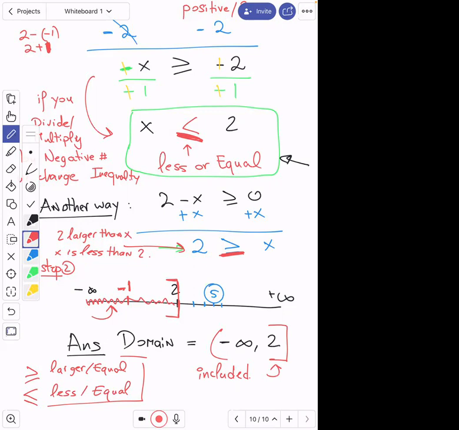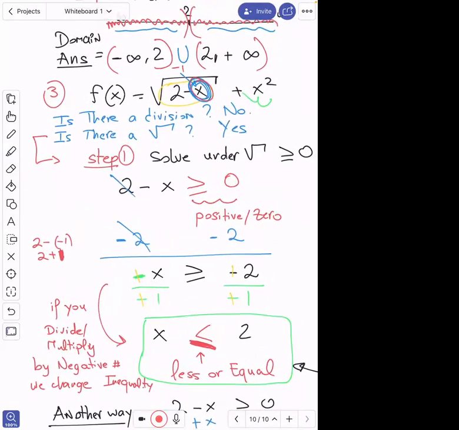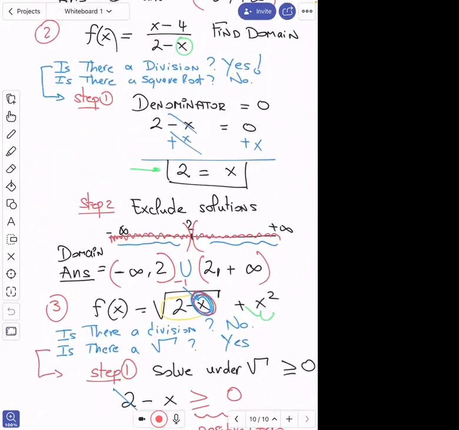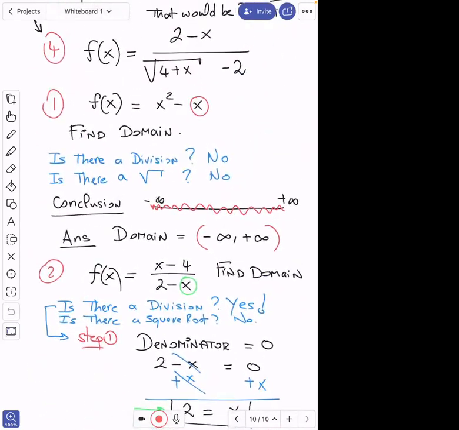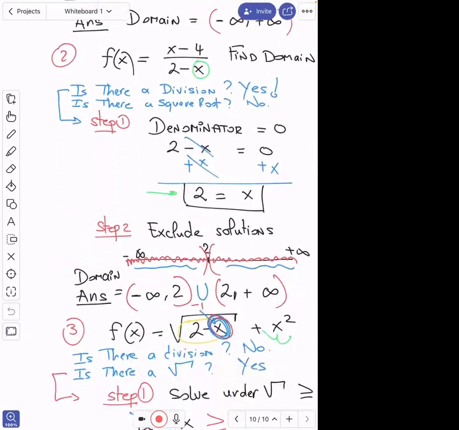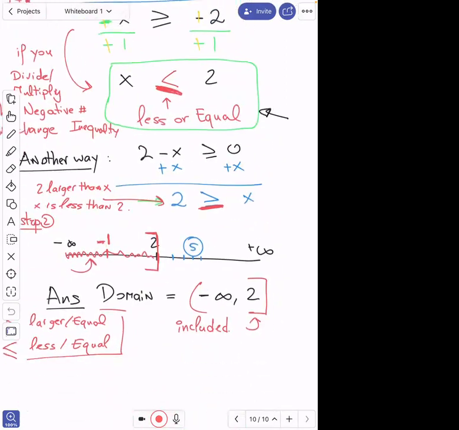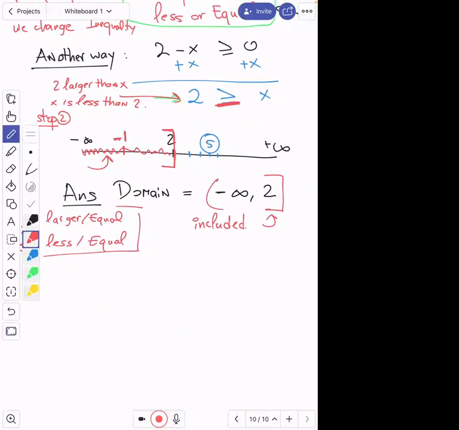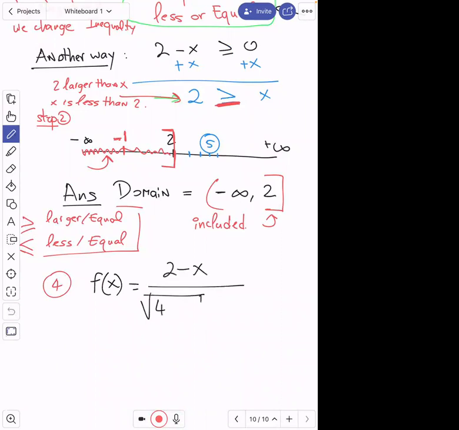So let's move to number 4. As I said, number 4 is kind of tricky because we have both division and square root. So what's number 4 again? I need to find my number 4. Yeah, it's 2 minus x over the square root of 4 plus x minus 2. So my f of x is 2 minus x over square root of 4 plus x minus 2. And of course, the question is to find the domain.